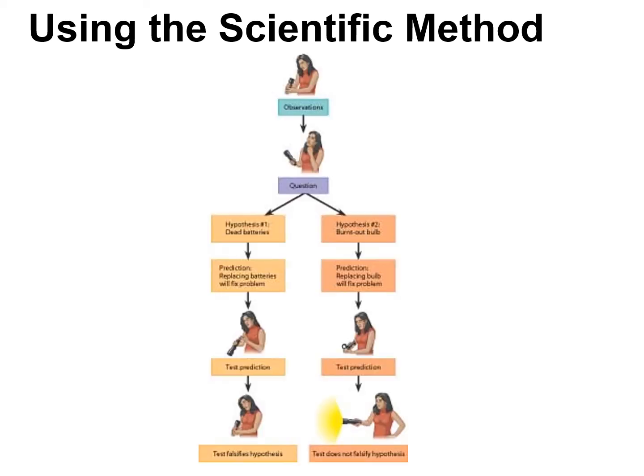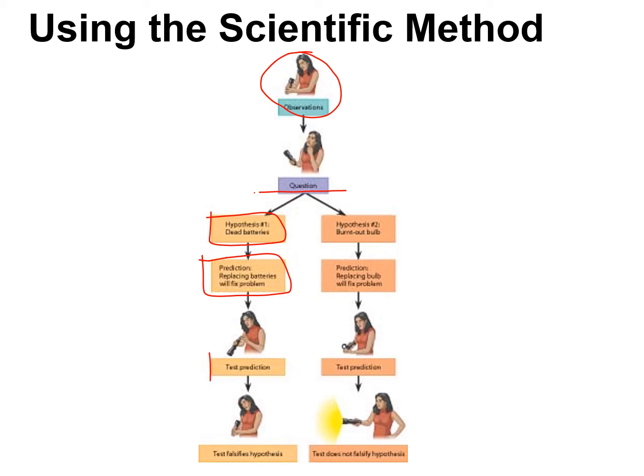For example, you find a flashlight and you observe that it doesn't work. You click the button, it doesn't turn on. So then your question is, why does the flashlight not work? And so one example, your hypothesis could be that the batteries are dead. And this would be a very common hypothesis because probably in your experience, most of the time when a flashlight doesn't work, it's because the batteries are dead.